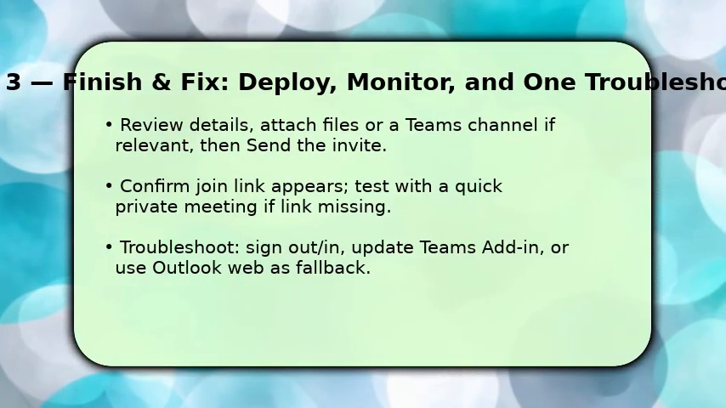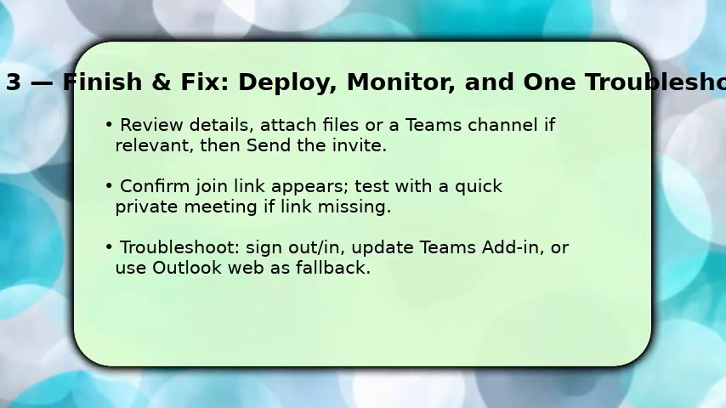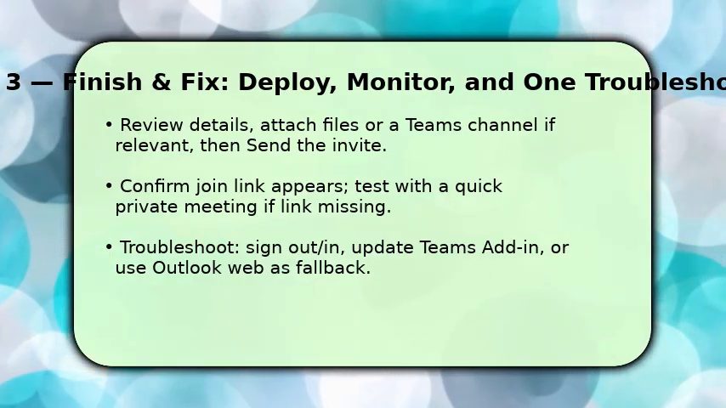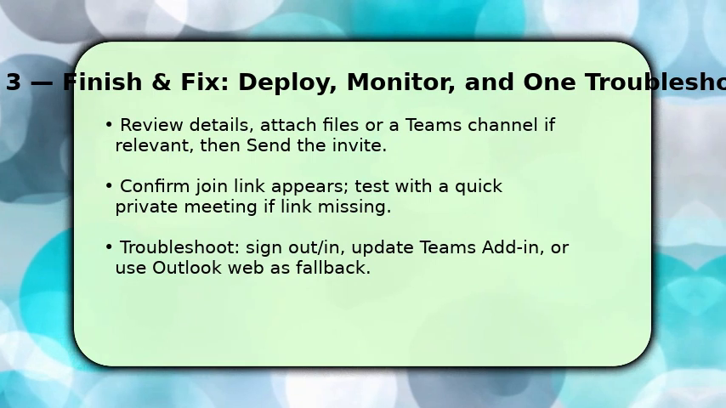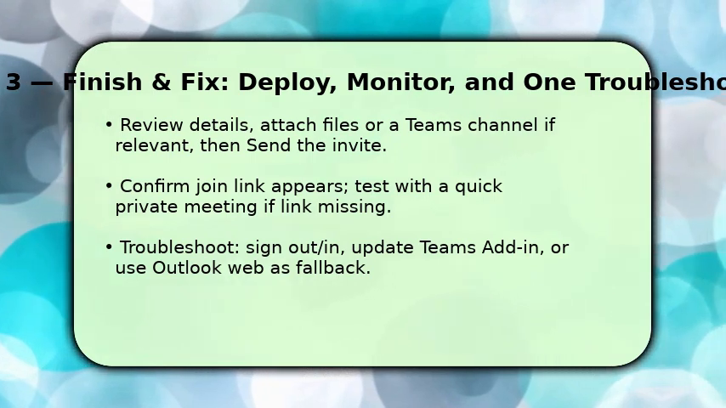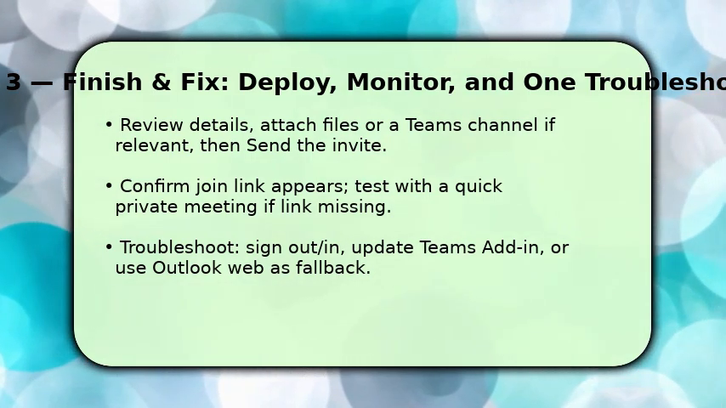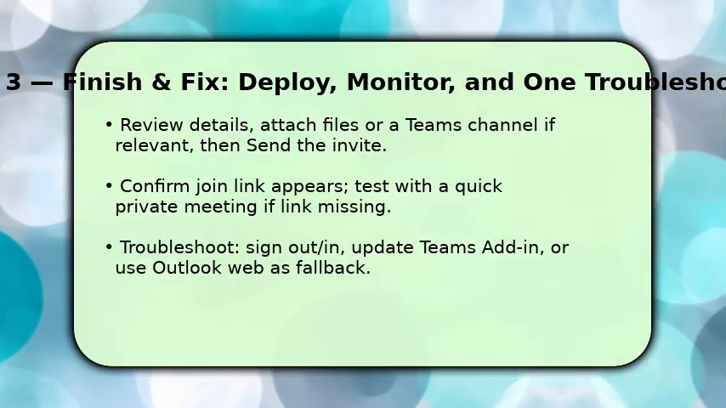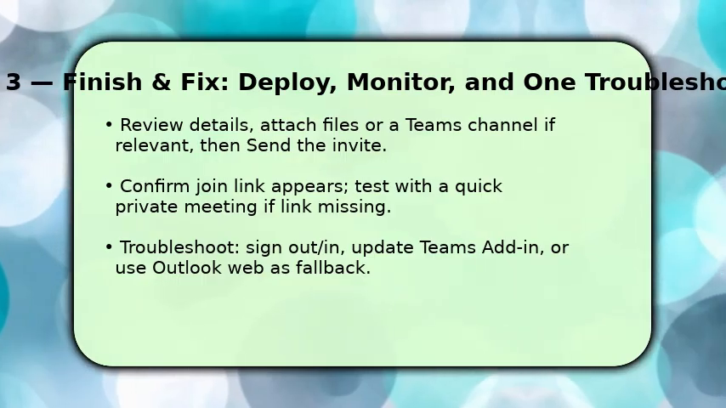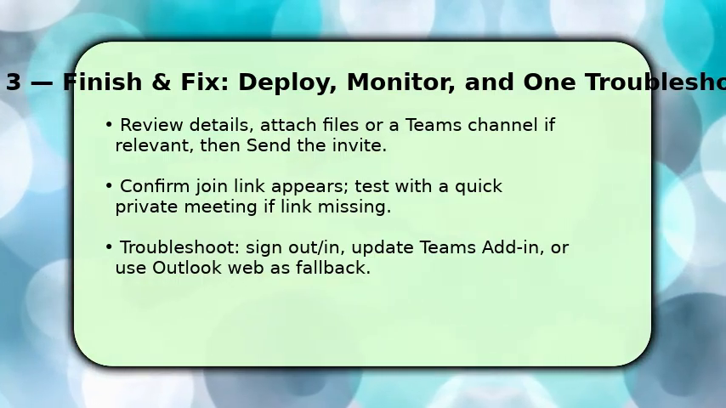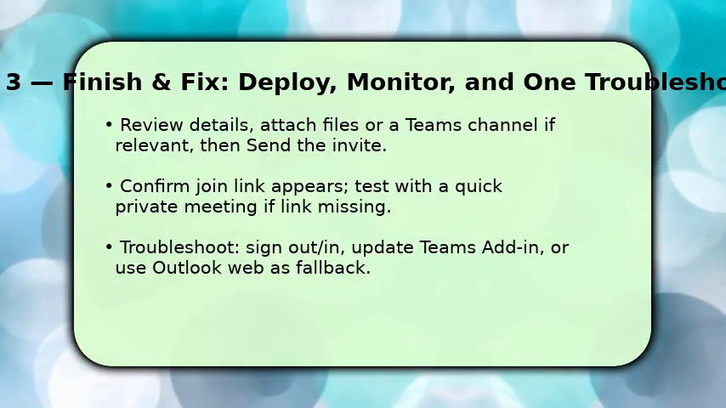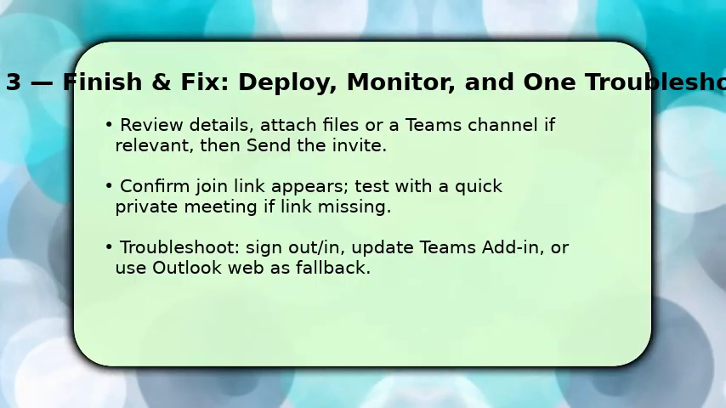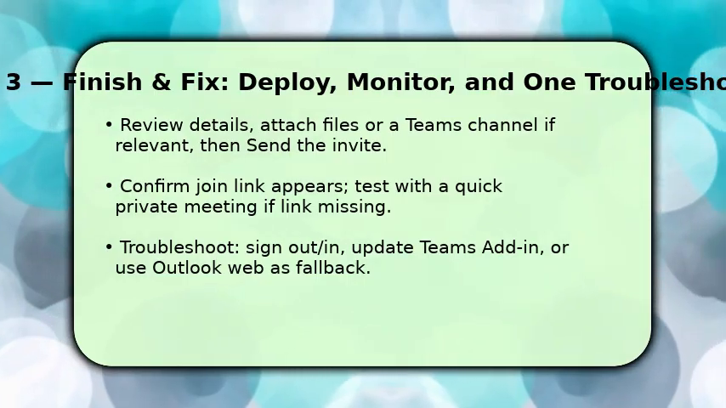You finish by reviewing all details, attaching any prep files, and then clicking Send so invites go to attendees with the Teams join link. Once sent, verify the meeting shows a Teams link. If the link is missing, test by creating a private meeting or opening the event in Outlook on the web. If problems persist, sign out and back in, update or reinstall the Teams add-in for Outlook, or simply use Outlook Web as a reliable fallback method.